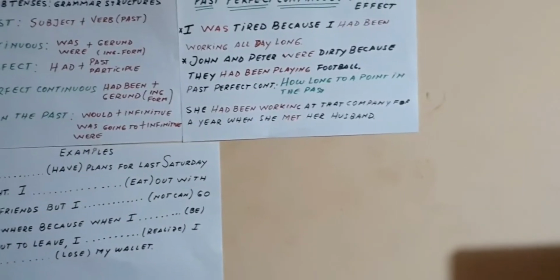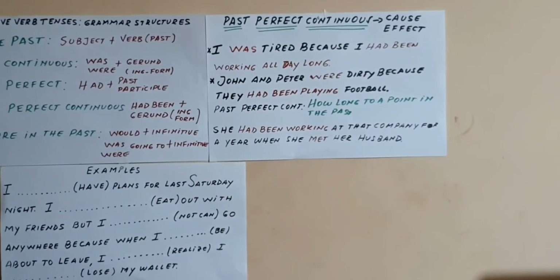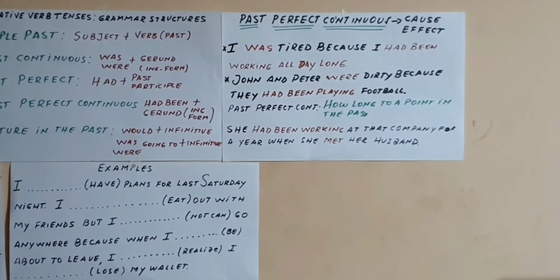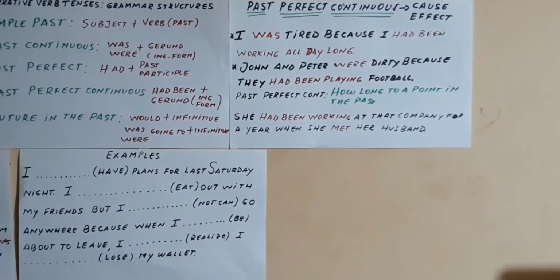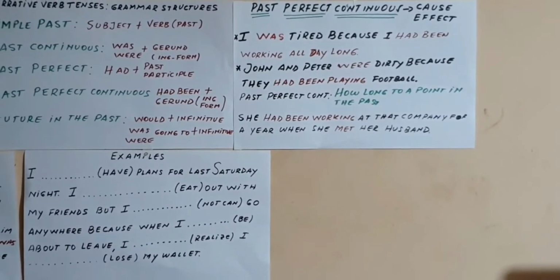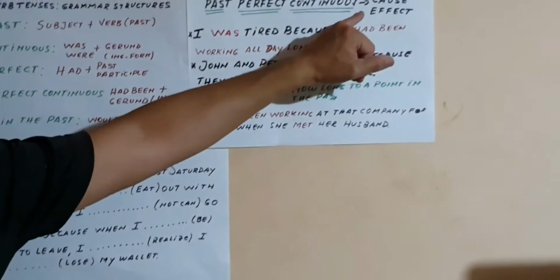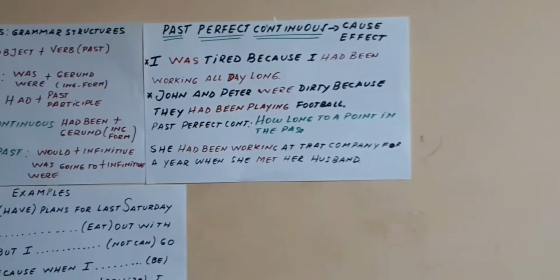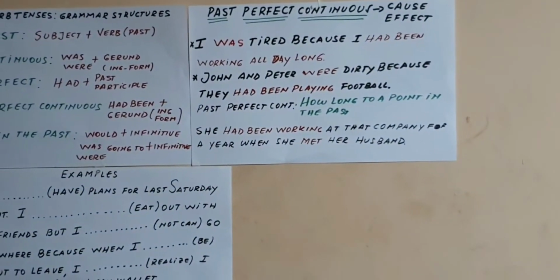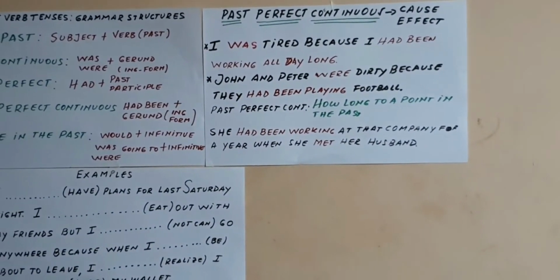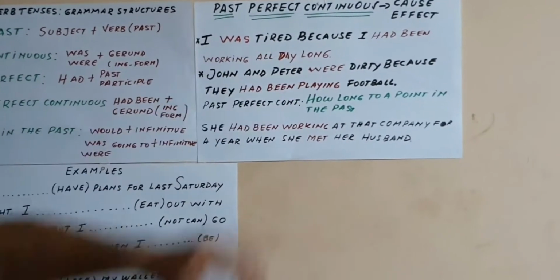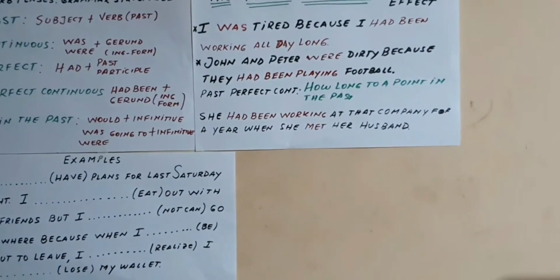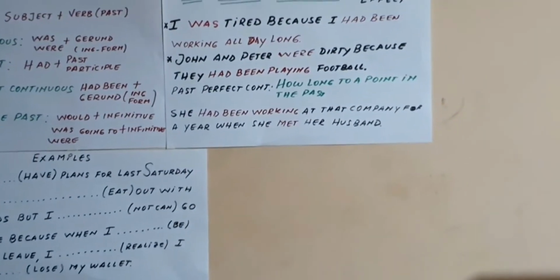Now, let's deal with the past perfect continuous. Why am I going to focus on the past perfect continuous? Because maybe some of you did not study this verb tense, but it's very simple. One of the main uses of the past perfect continuous is to express a cause-effect relation in the past. For example, I was tired. Why were you tired? Because I had been working all day long.